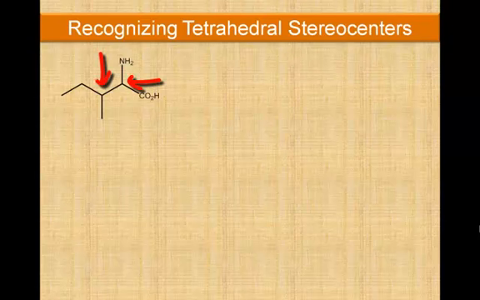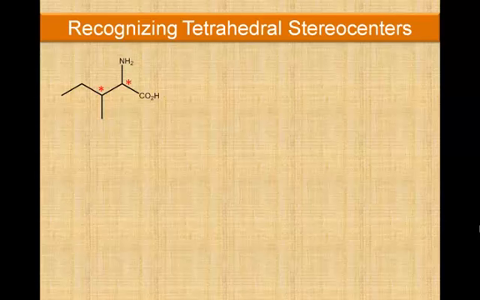Well, I have two tetrahedral carbons that are each showing 3 bonds. This one has 3 different groups, so that's a stereocenter. This one also has 3 different groups, so that's a stereocenter as well. You'll often see that we draw a little asterisk next to the carbon to indicate that that is a stereocenter.